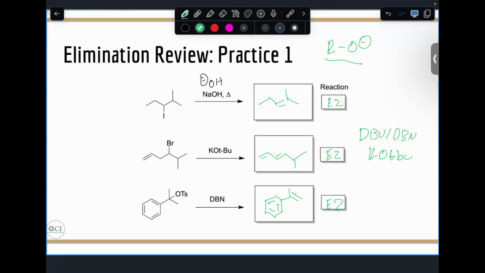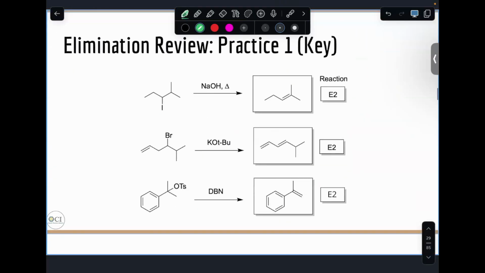Does anyone know why it doesn't go there? Kinda. So here, this carbon has 4 bonds already, so there's no hydrogen. There's no beta hydrogen. It can't go over there. So it'll go like that. Any questions on this? Okay. It's the key.